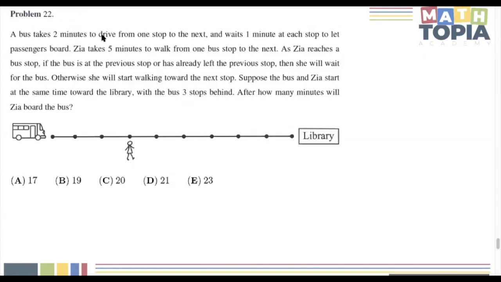All right, number 22. A bus takes 2 minutes to drive from one stop to the next and waits 1 minute at each stop to let passengers on board. Zaya takes 5 minutes to walk from one bus stop to the next. As Zaya reaches a bus stop, if the bus is at the previous stop or has already left the previous stop, then she will wait for the bus. Otherwise, she will start walking towards the next stop. Suppose the bus and Zaya start at the same time toward the library with the bus 3 stops behind. After how many minutes will Zaya board the bus?